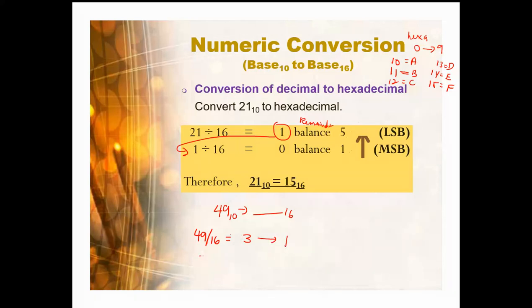So 3 divided by 16, you got 0, remaining 3. So the answer should be written from bottom to top. So your answer will be 31 base 16. For example, let's say the remainder is 13. So this 13, you have to change into the letter which is D. So jawapan awak jadi D1.